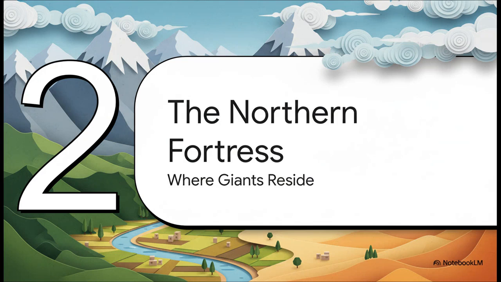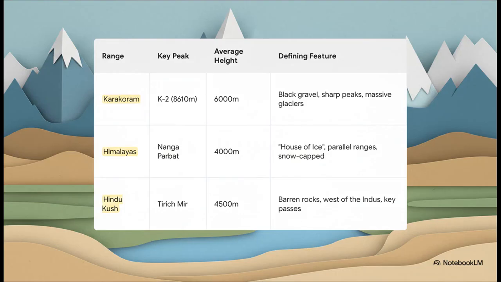Our first stop is way up north, a spectacular natural fortress built by some of the highest, most intimidating mountain ranges in the entire world. And listen, this isn't just a pretty backdrop. This region is the source of the country's water, and it has a huge say in its climate. This slide lays out the 3 titans of the north perfectly. Just look at the differences. You've got the Karakoram with its jagged, sharp peaks, the Himalayas, literally the house of ice, and the rugged, barren Hindu Kush. This table is an amazing revision tool for comparing them in your exam.